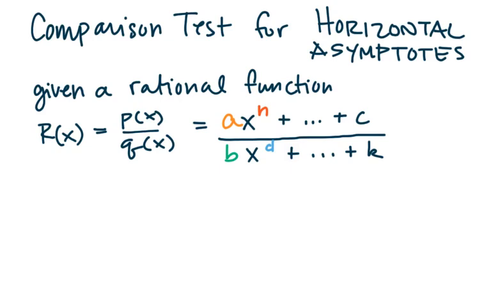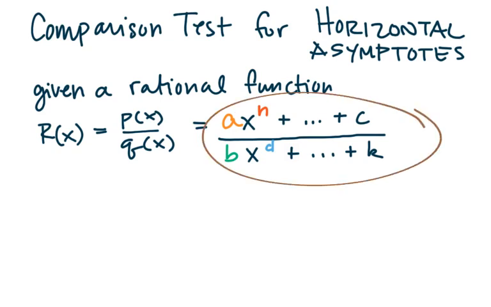So what I have listed here is the format I like to use when I'm talking about it. Each of these polynomials has a leading term of highest degree in the numerator and the denominator. The leading term in the numerator is ax to the n, and I use n for the power in the numerator, divided by bx to the d. I use d for the power in the denominator, the highest degree.